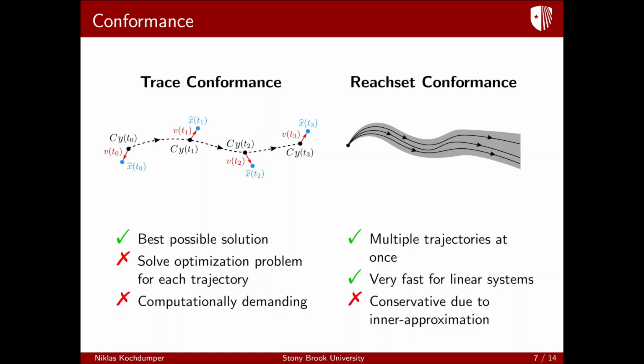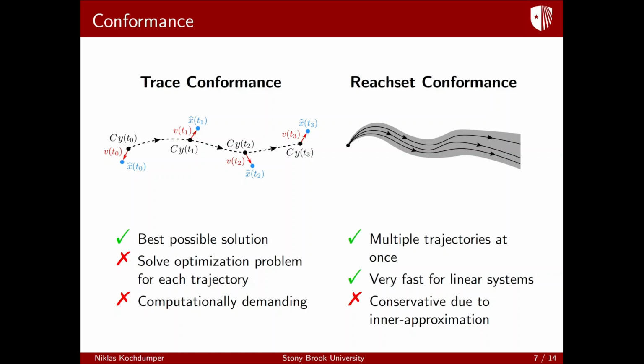However, a disadvantage for trace conformance is that we have to solve this optimization problem for each trajectory, and we usually have a lot of data, right? So even though these optimization problems are linear or quadratic programs, they can become very costly. And that again is then the advantage of reach-set conformance. So first, we often can group certain trajectories together there and handle them together. And second, reachability analysis, especially for linear systems, is super fast and often more efficient than solving these optimization problems. So that's an advantage of reach-set conformance.